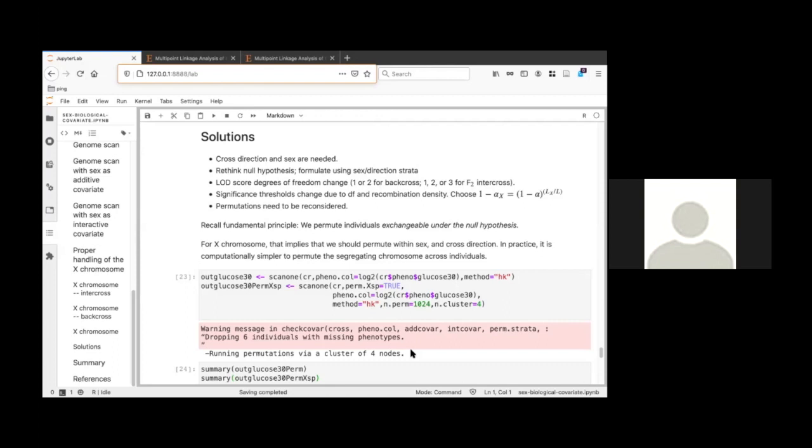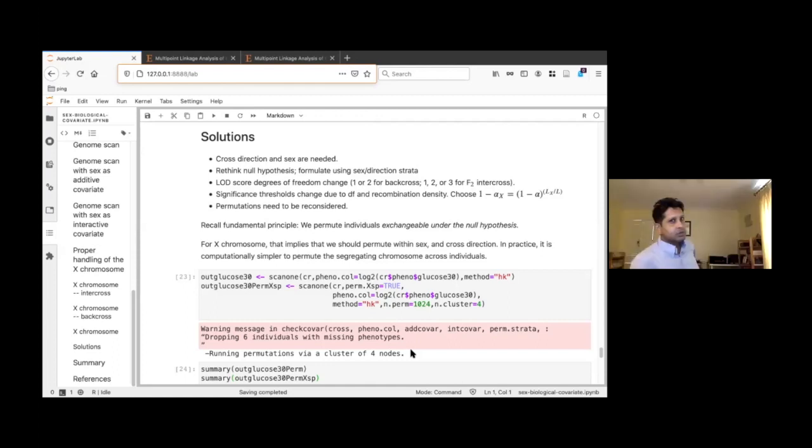So that's the main driver of the difference in the threshold. Across the autosomes, that effect is likely to be smaller. The main difference you might observe in the thresholds is because of marker density.